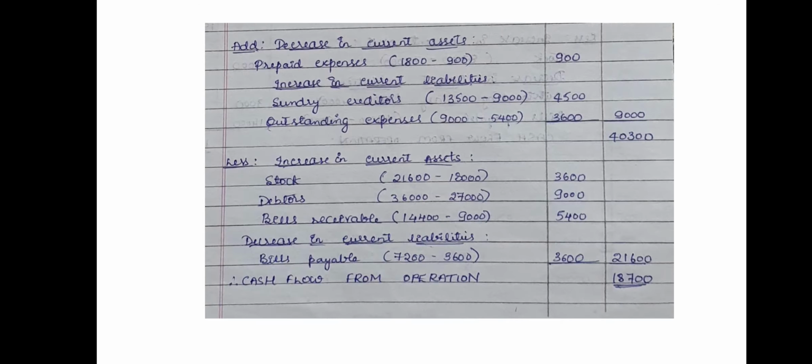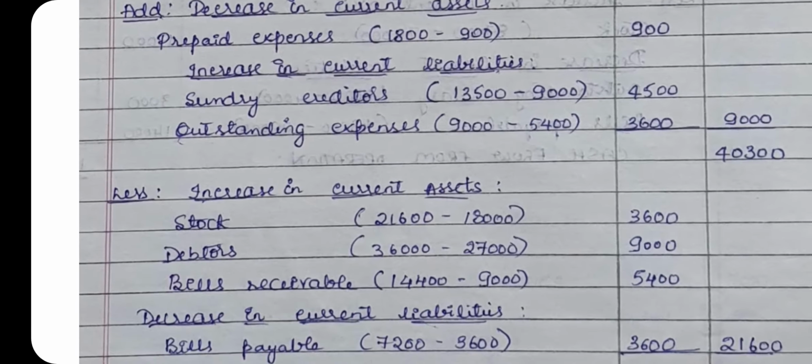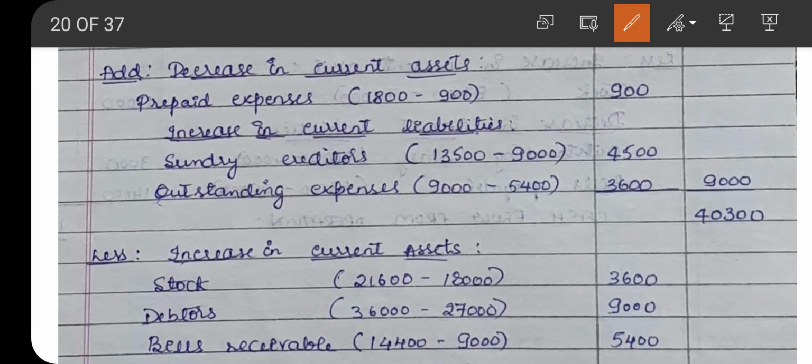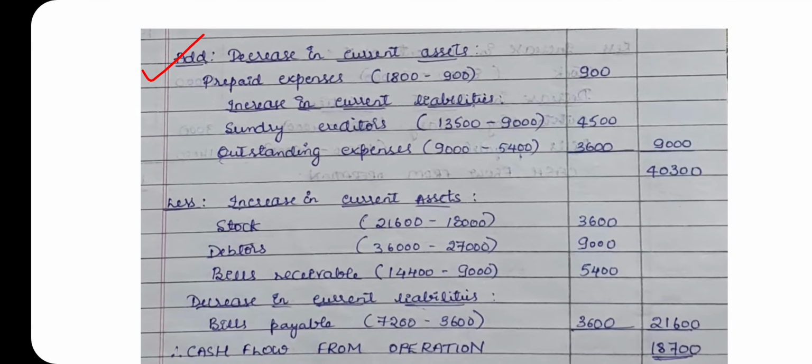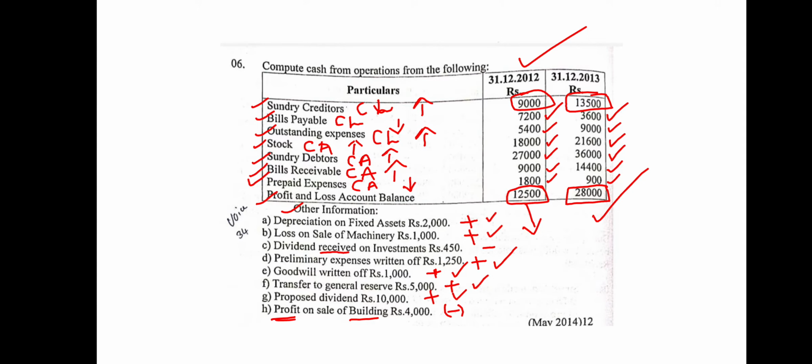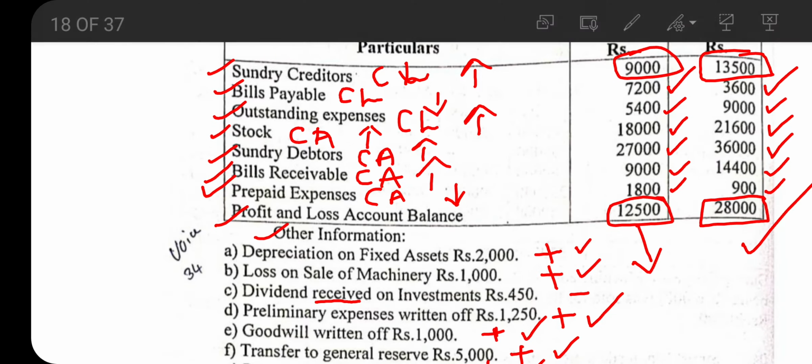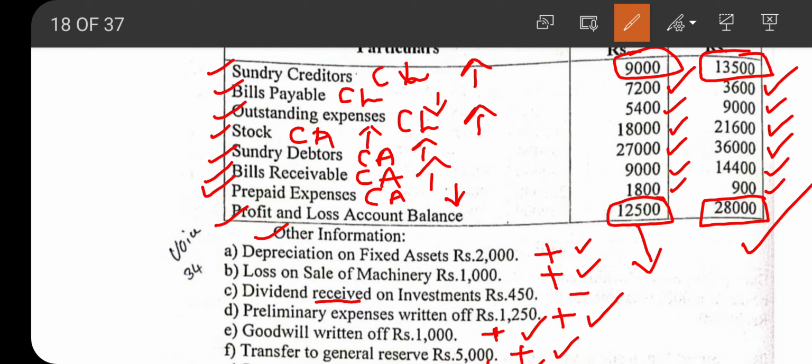So to 31,300, you need to add the decrease in current asset. So add decrease in current asset. Now you should search which current assets and current liabilities are increased and which are the items of decrease amount. So for decrease in the current asset, you are having only one item, that is prepaid expense, isn't it?